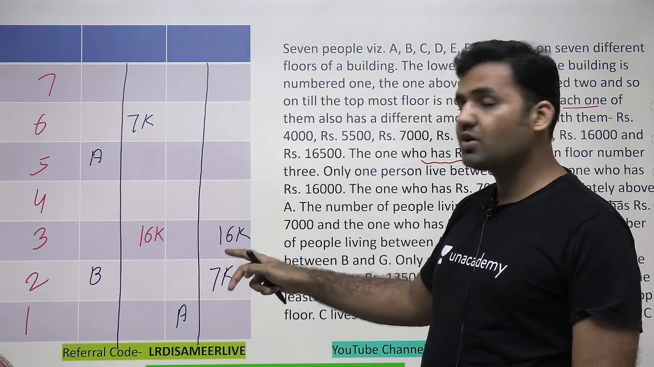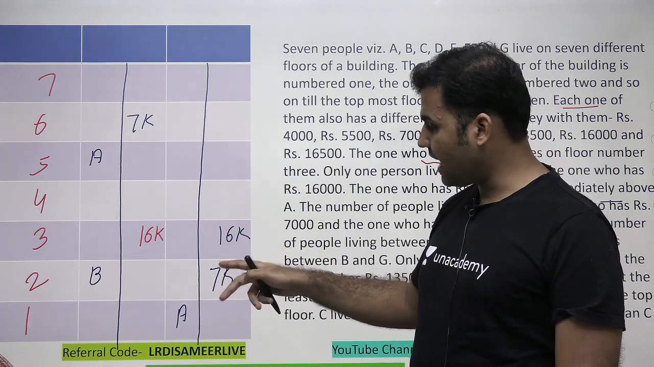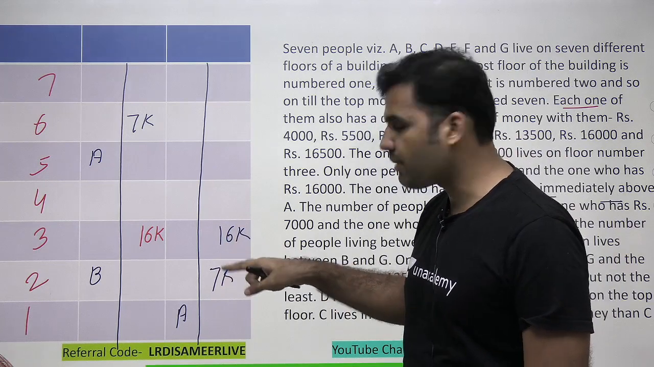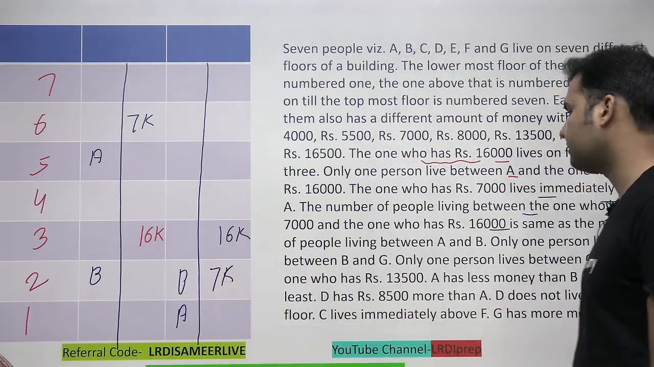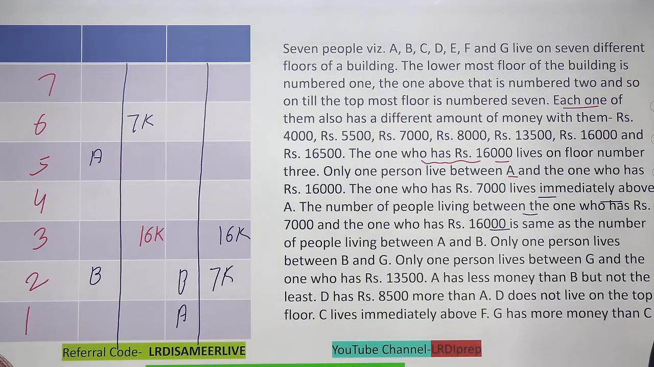So if I want to create a gap or no gap, right? So you see that there's no gap between 7,000 and 6,000. So in this particular case, B will be living over here, right? Only one person lives between B and G.